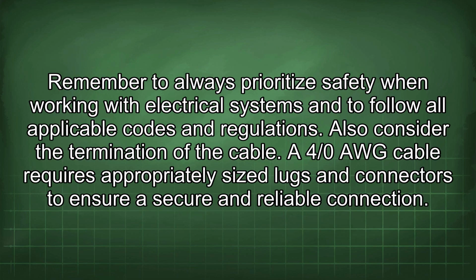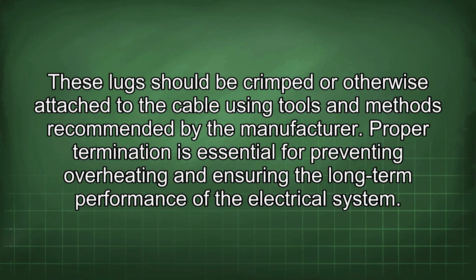Remember to always prioritize safety when working with electrical systems and to follow all applicable codes and regulations. Also consider the termination of the cable. A 4/0 AWG cable requires appropriately sized lugs and connectors to ensure a secure and reliable connection. These lugs should be crimped or otherwise attached to the cable using tools and methods recommended by the manufacturer. Proper termination is essential for preventing overheating and ensuring the long-term performance of the electrical system.